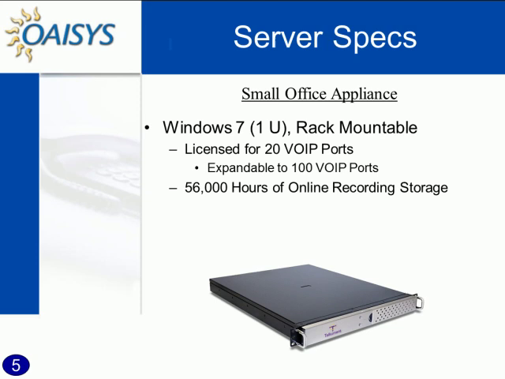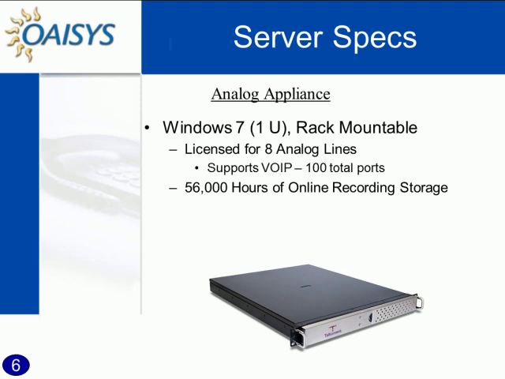The second of our appliance varieties is what we call the small office appliance. This solution is strictly a VoIP recording appliance. It's spec'd out the same. It's a 1U rack-mountable unit running on Windows 7, but this comes licensed with just 20 audio ports for VoIP recording alone. It does not have a dual T1 PRI board in it. In fact, there is no hardware for call recording whatsoever built into this server. It's strictly a VoIP appliance. This also is expandable to 100 VoIP ports if you would need to expand the unit, and holds 56,000 hours of recording inherently.